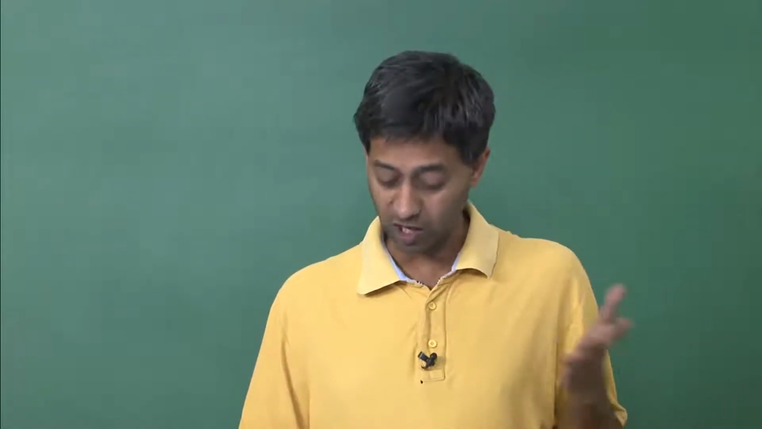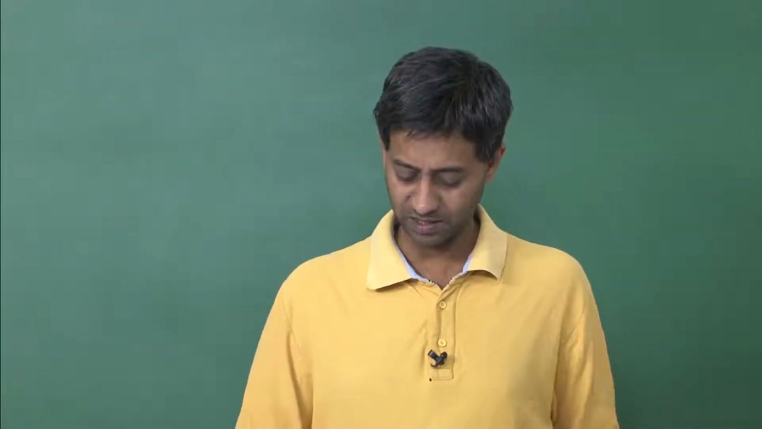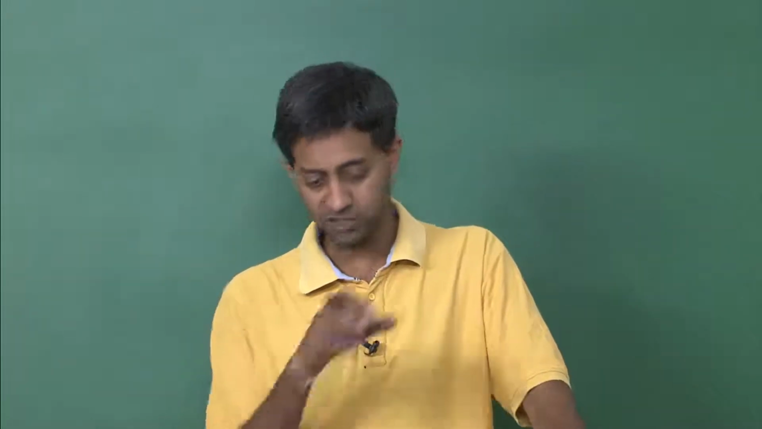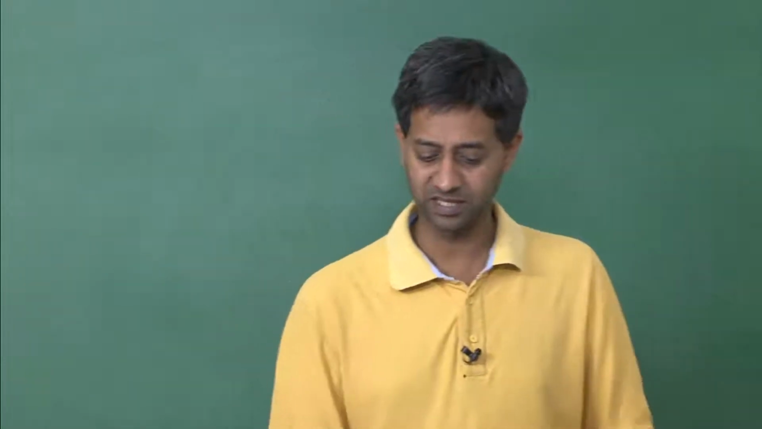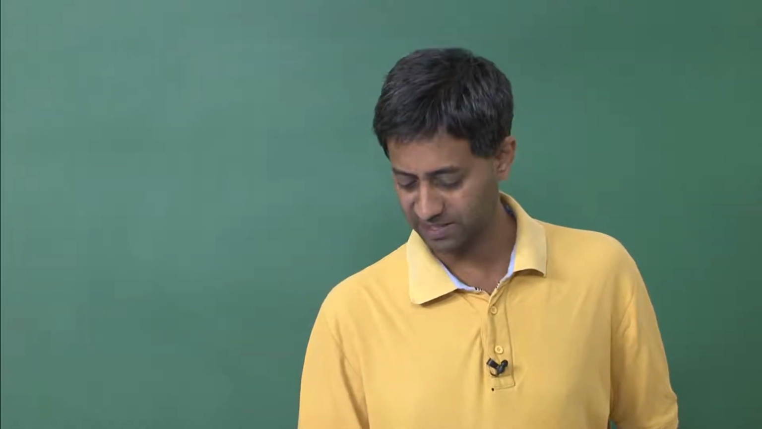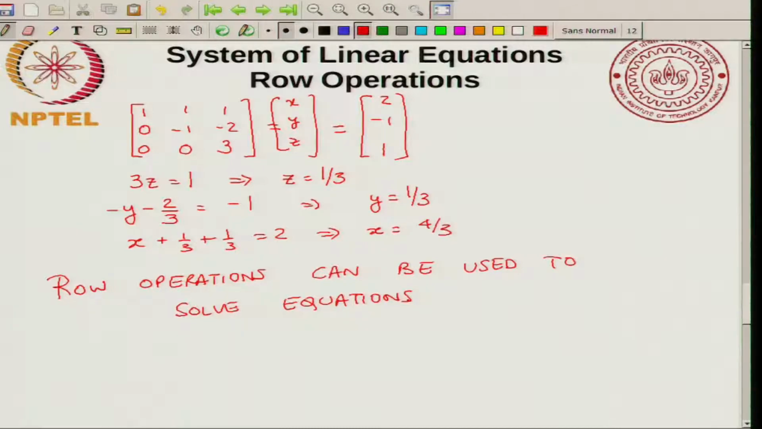In fact, even to calculate determinants, once you do row operations on a matrix, row operations do not change the determinant. So, once you get a matrix into this form where you have zeros, you can see that it is very easy to calculate the determinant. So, row operations can also be used to calculate determinants.